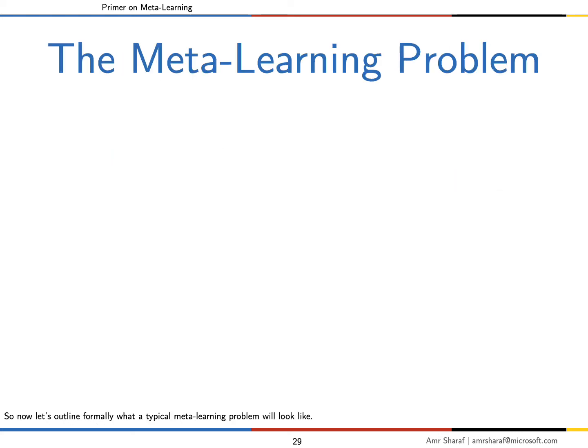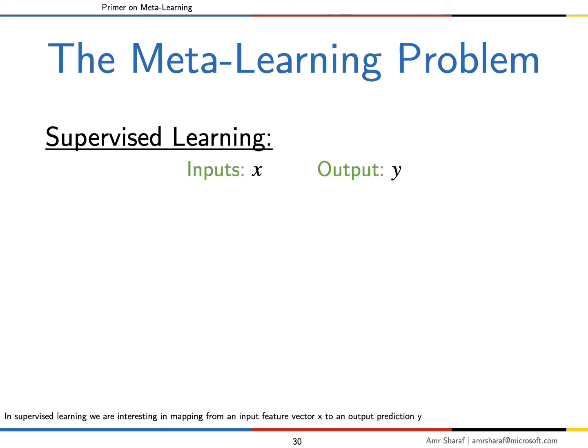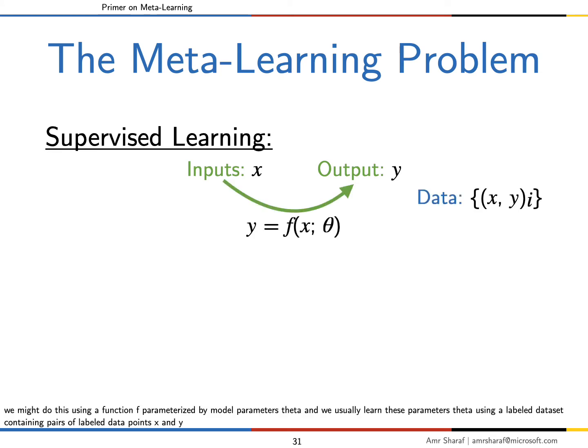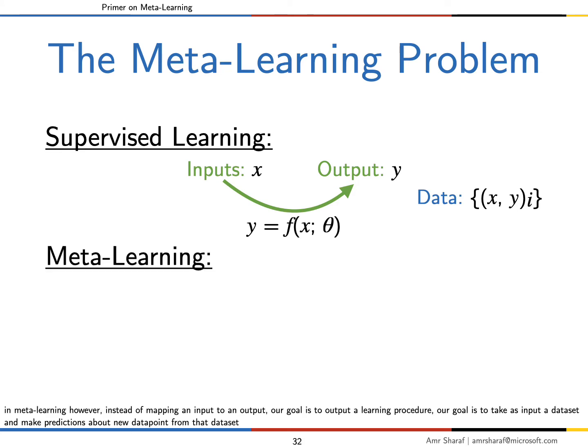So now let's outline formally what the typical meta-learning problem will look like. You are probably more familiar with supervised learning. In supervised learning, we're interested in mapping from an input feature vector x to an output prediction y. And we might do this using a function f parameterized by model parameter theta. And we usually learn the parameter theta using a labeled data set containing pairs of labeled data points x and the corresponding labels y.